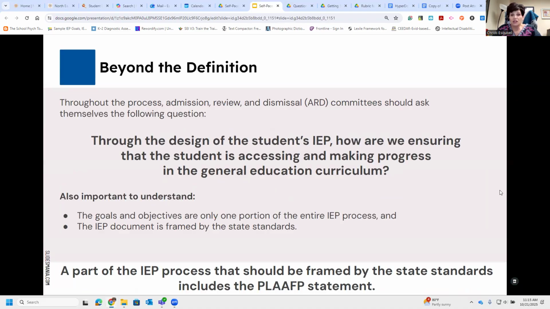Looking beyond the definition, throughout the SBIEP process, ARD committees should ask themselves, through the design of the student's IEP, how are we ensuring that the student is accessing and making progress in the general education curriculum? It's also important to understand that goals and objectives are only one portion of the entire IEP process. The IEP document is framed by state standards. This includes the PLAF, which provides justification for the chosen goals, accommodations, and/or modifications.